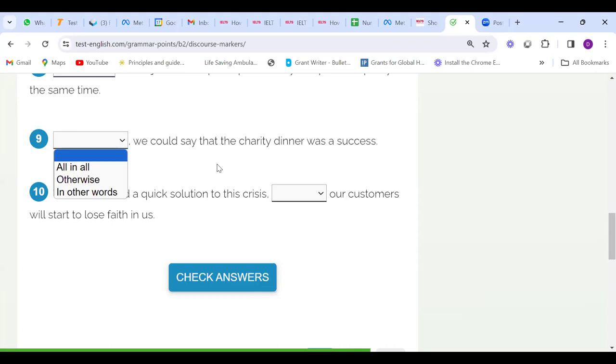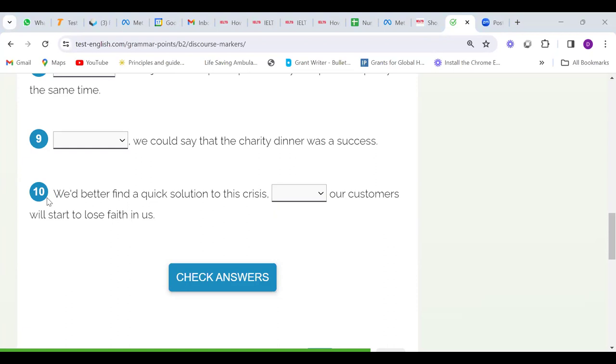Okay, let's look at the last one, the last exercise. There are many more, but the last exercise for today on linking discourse markers.